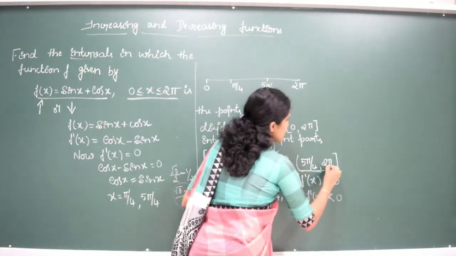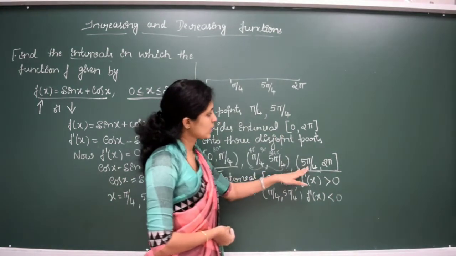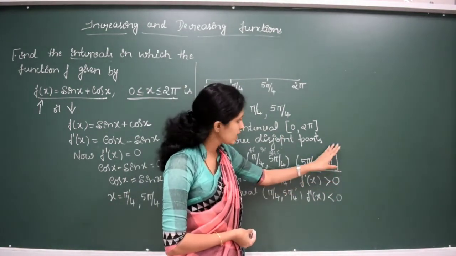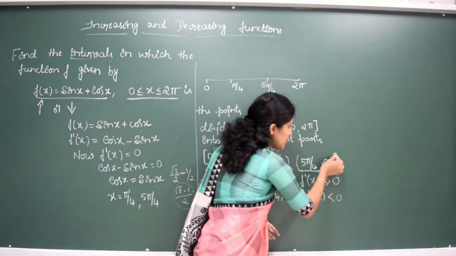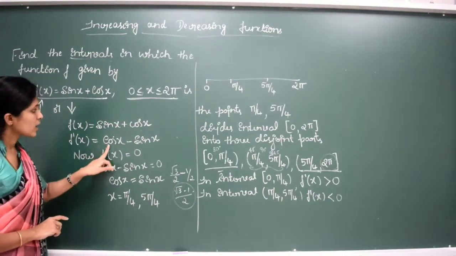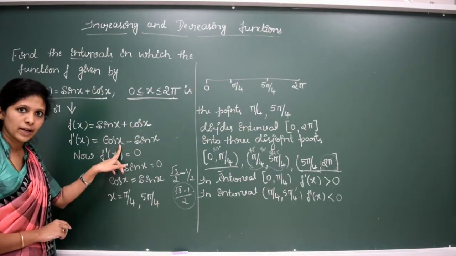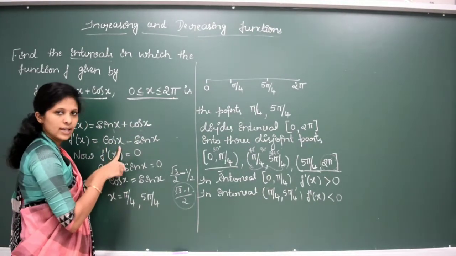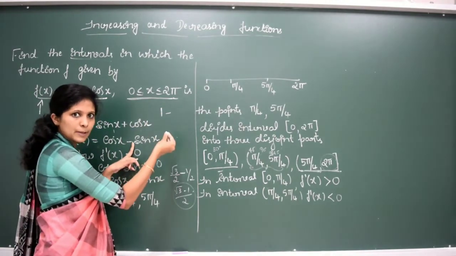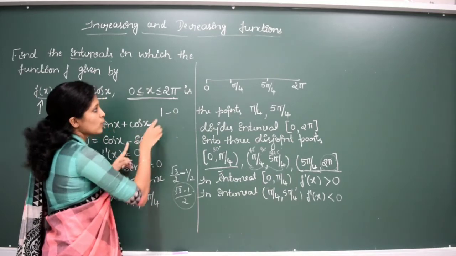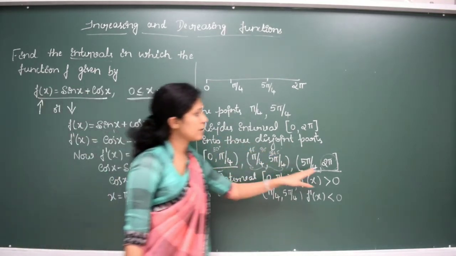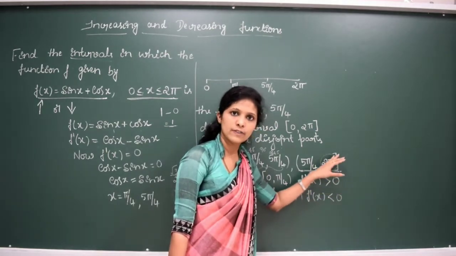We'll check with the last interval, 5 pi by 4 to 2 pi. Either you can check with 3 pi by 2, or we can check with 2 pi. We'll check with 2 pi. Anyway, 2 pi is included here. Right? If I check with 2 pi, what is cos 2 pi? It is 1. Right? The value of cos 2 pi is 1, minus sin 2 pi. Multiple of pi, it will be 0. 1 minus 0 will be 1. So in that interval, 5 pi by 4 to 2 pi, the function will be positive.